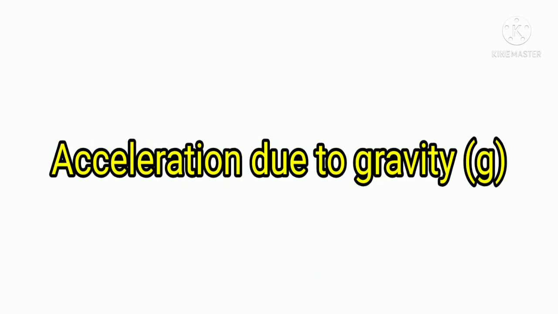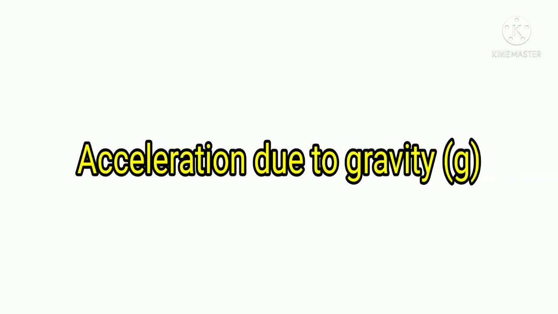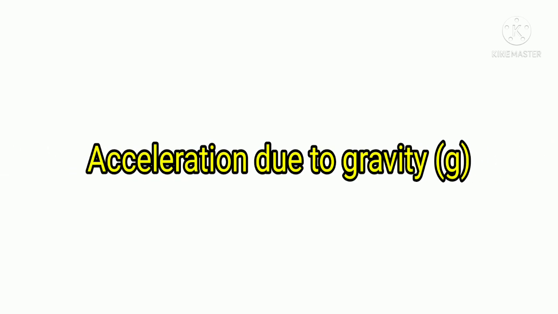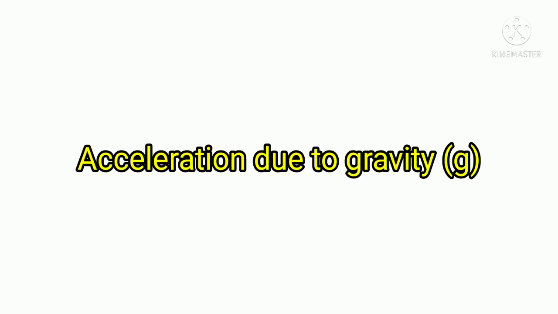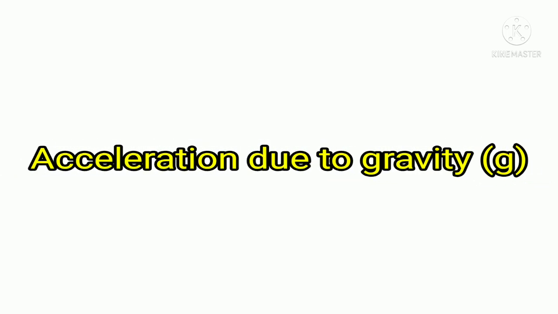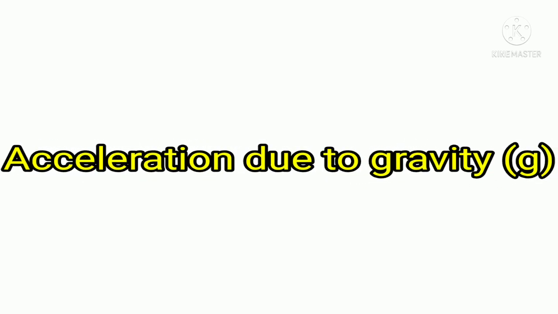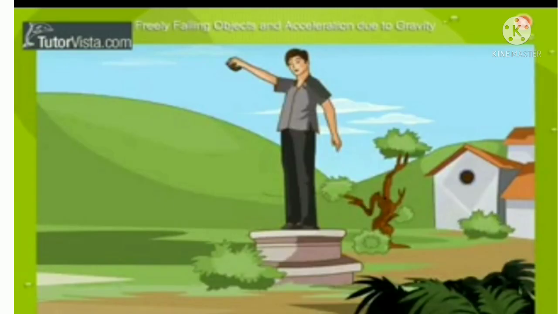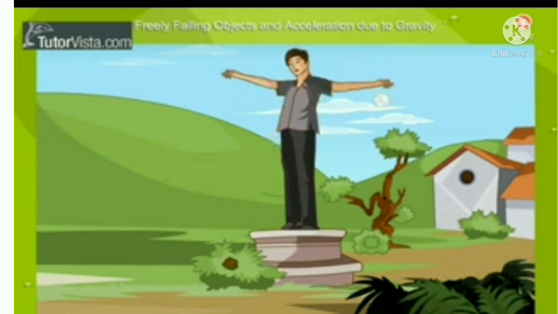Next we are going to learn the interesting topic, acceleration due to gravity. It is denoted by the letter small g. What do you mean by acceleration due to gravity? Already you all know about gravitational force, isn't it? You may have studied it in the last classes. If a man is dropping a certain object, it reaches the ground because of gravitational force. So it reaches the ground due to this acceleration due to gravity.